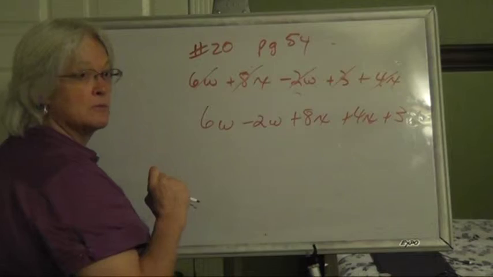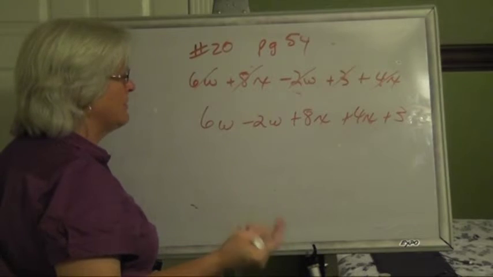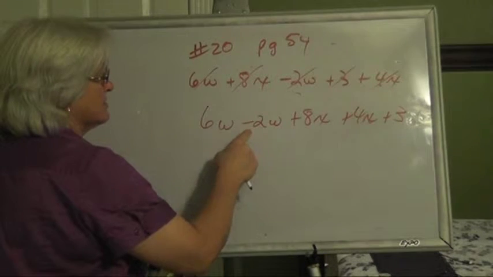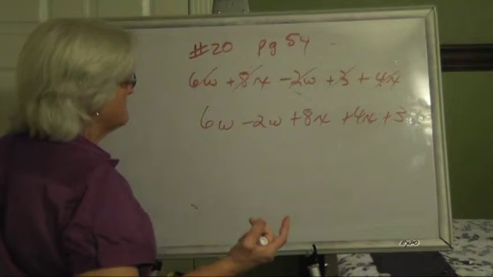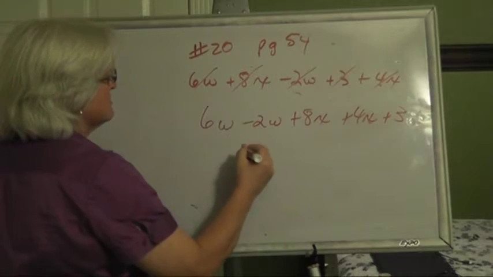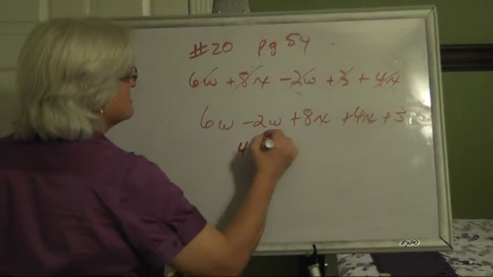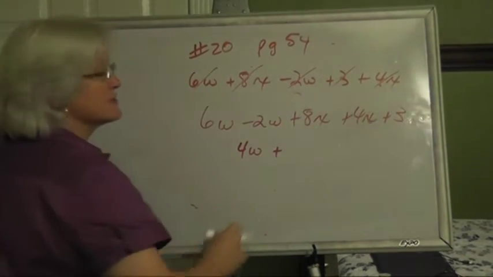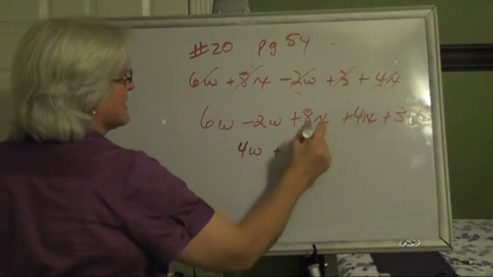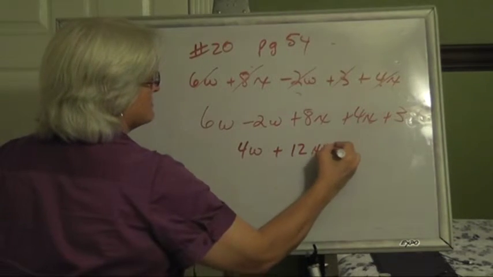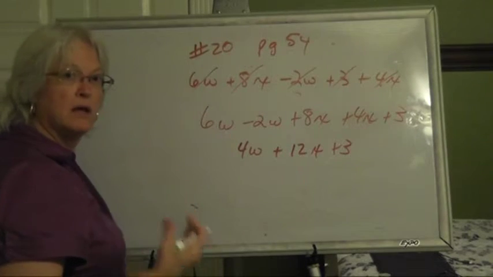Now we have two pairs of like terms. The w's are like terms, the x's are like terms. What do you do now? You add their coefficients. Well, this doesn't say plus, this is 6 minus 2. It's the same as adding the opposite, 6 plus the opposite of 2. But 6 minus 2 is 4, and you keep the variable, which is w. Plus, now we have 8x and plus 4x. So we keep the variable, we add the coefficients. 8 plus 4 is 12x plus 3. And this is what they mean by simplifying an algebraic expression.